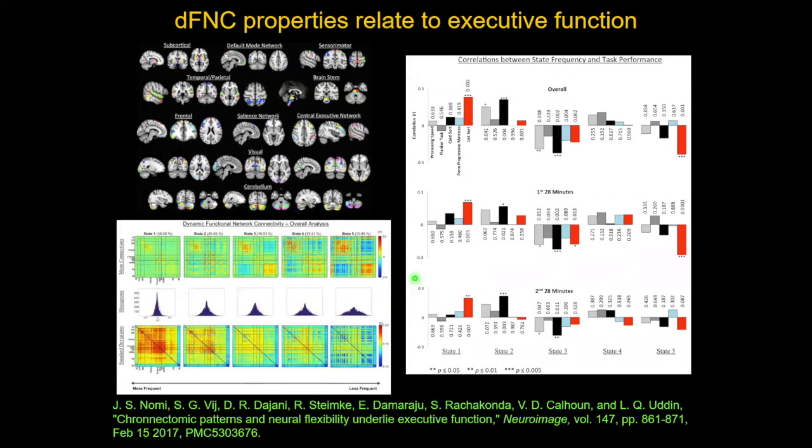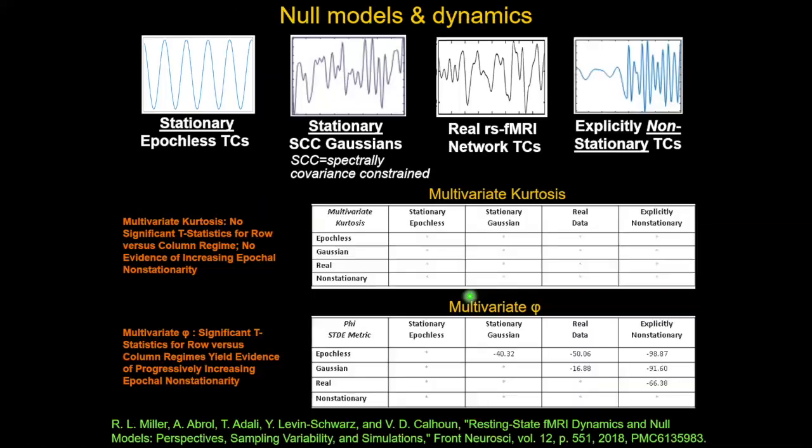And this is some work from Jason Nomi and Lucina Uddin, where they showed that in the Human Connectome data, the dynamic FNC properties are related to executive function pretty explicitly, and those replicate across independent data sets.